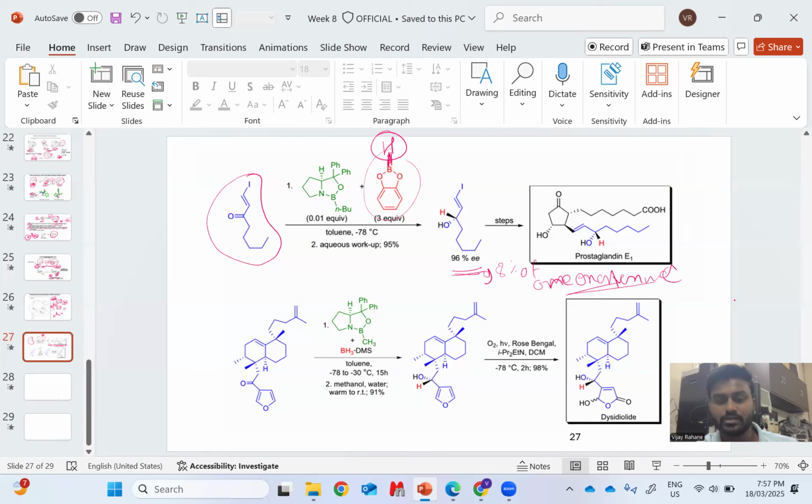So you can see how this reaction very effectively gives the reduction, right? And this product is the key starting material for the synthesis of prostaglandin E. You can see how the starting material is prepared from this commercially available alpha unsaturated ketone, which on stereoselective reduction gives the hydroxy compound, and that is the starting material for the synthesis of this prostaglandin.